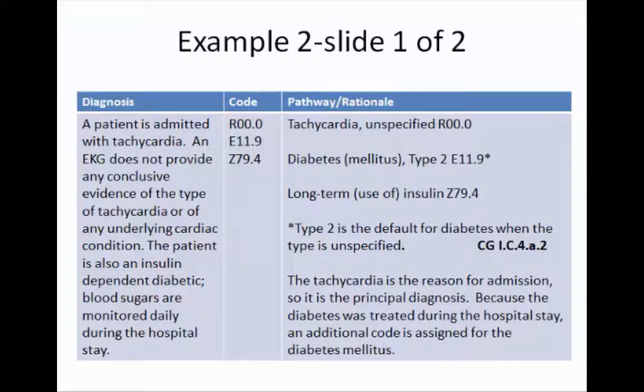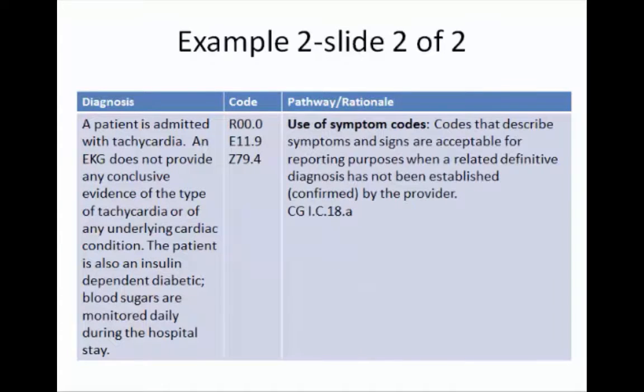So we are going to report her diabetes and the use of insulin as secondary diagnoses. A reminder from Coding Guideline Chapter 4, Type 2 is the default if we're not told what type of diabetes someone has. But we do use the tachycardia code as our principle because that's the reason why she was admitted to the hospital. We don't have a definitive diagnosis for what was causing that, so we use the symptom of tachycardia as a principle. And this is just a reminder of which coding guideline I used.